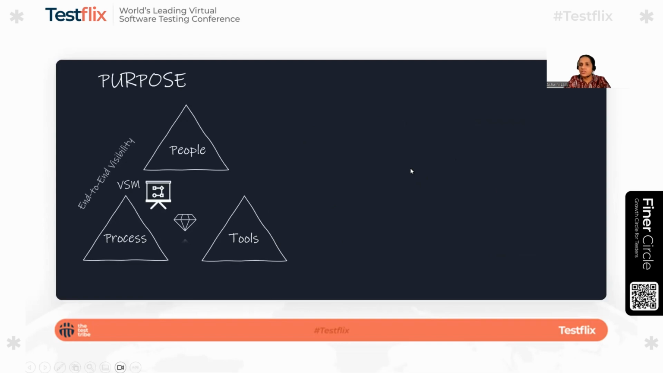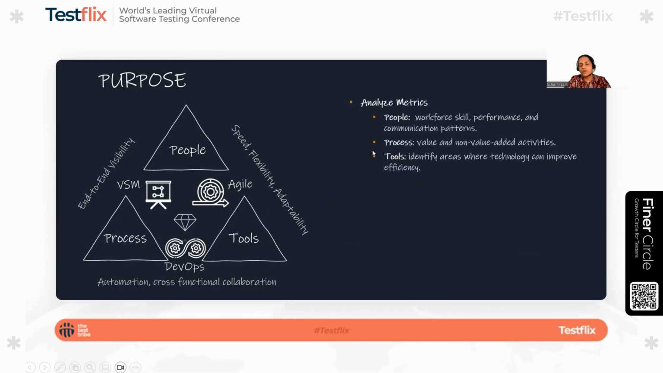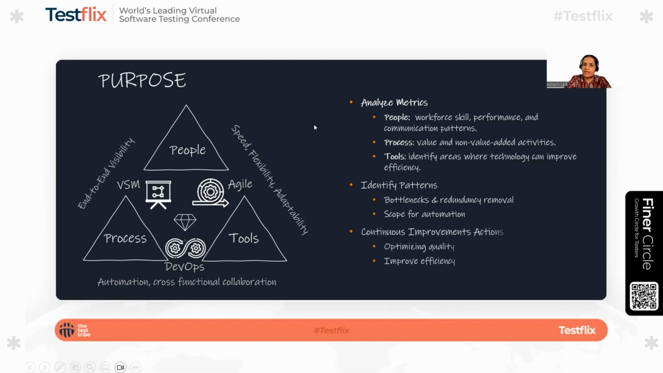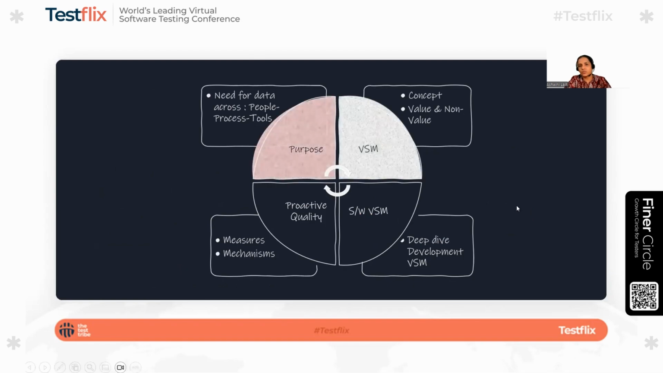VSM gives us end-to-end visibility to bridge the gap, along with agile that gives us much needed speed and flexibility, and DevOps brings in the continuous paradigm. All these methodologies together help us analyze metrics, identify patterns, and develop a continuous improvement program so that quality can be optimized and the efficiency can be improved across the value chain. So let's look at what is VSM.